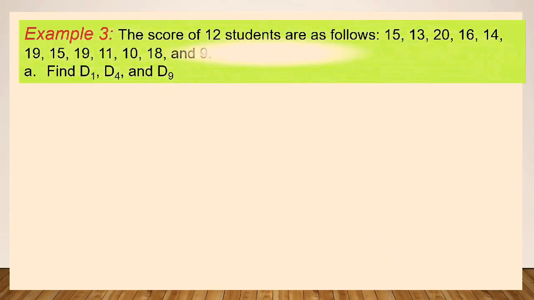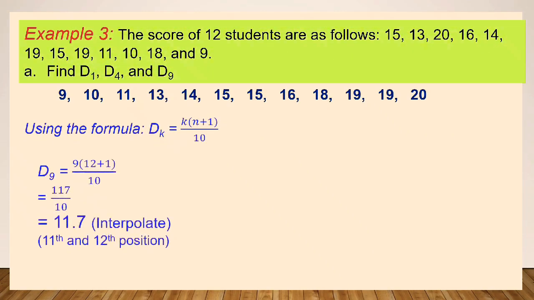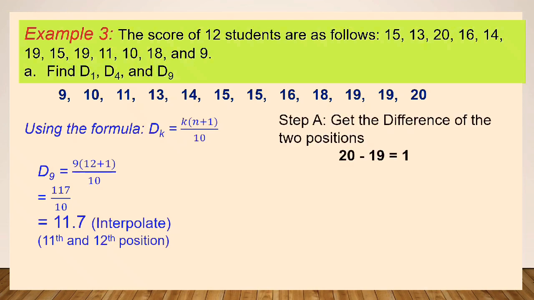And finally, class, for our ninth decile, so we have 9 times the quantity 12 plus 1 all over 10 results to 11.7. So since we have a decimal number here, let's proceed to interpolation. So locate where 11.7 is situated, that is between the 11th and the 12th position. So get the difference of the values of the two positions. We have 20 for the 12th and 19 for the 11th. So that is equal to 1.